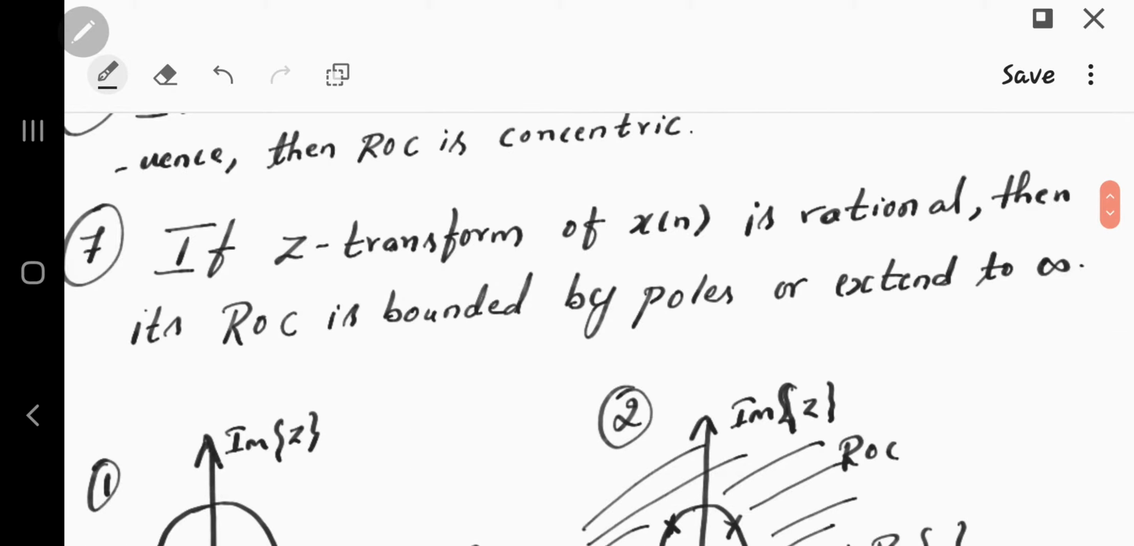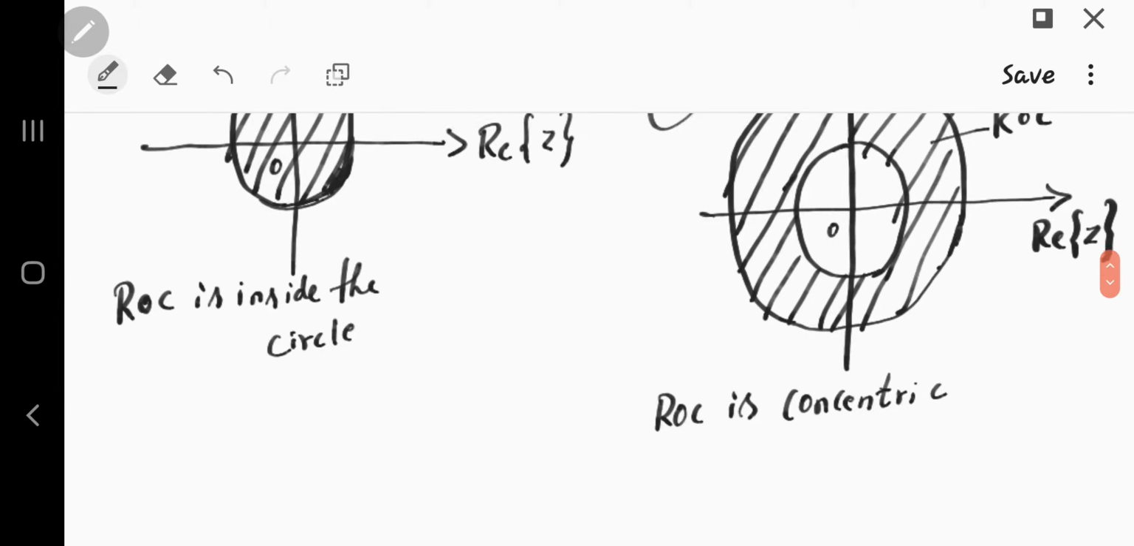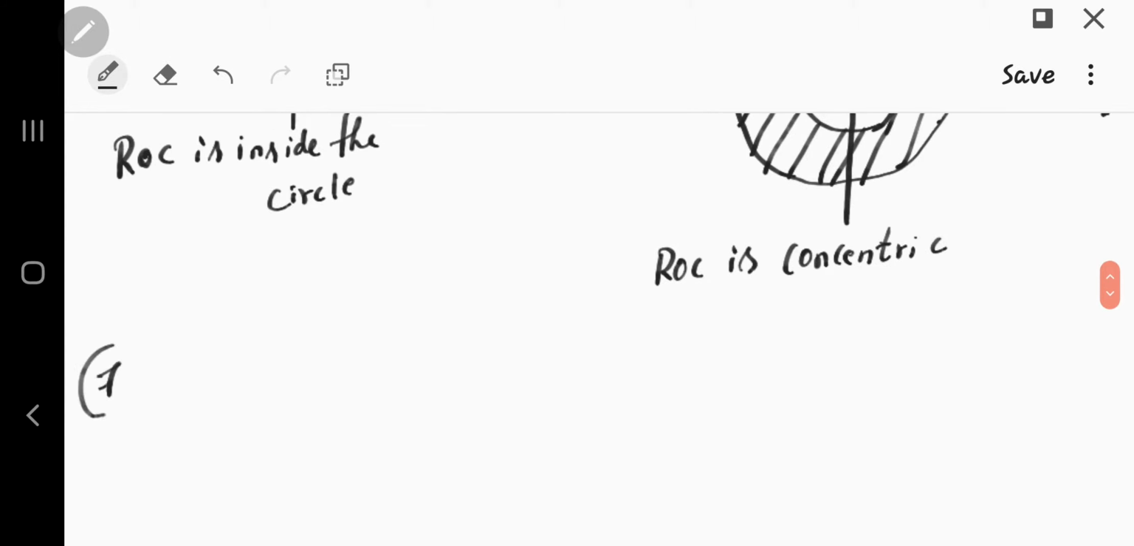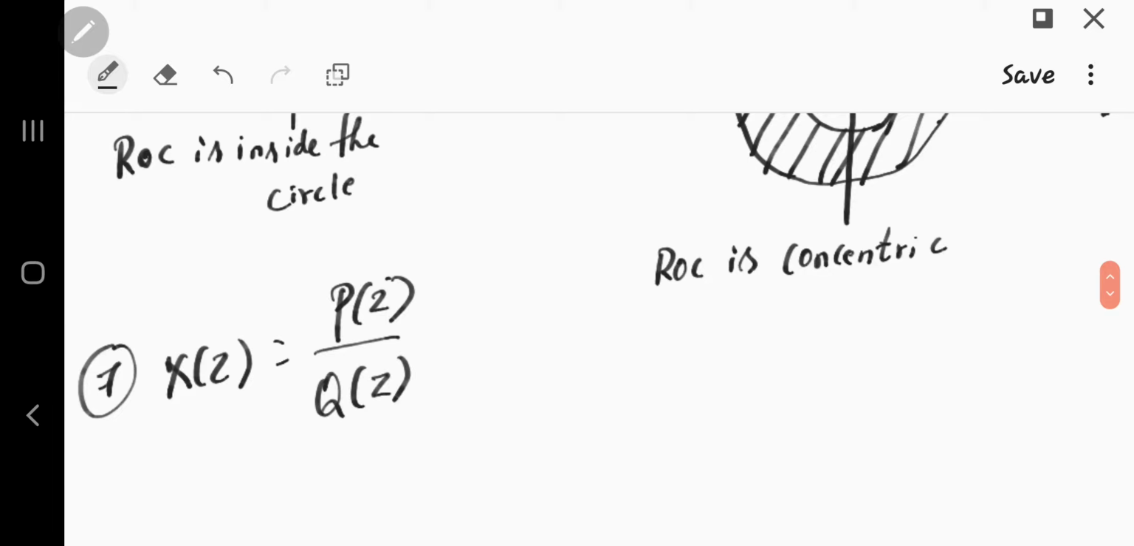And last one: if the z transform of x of n is rational, then its ROC is bounded by poles or extended to infinity. That means for a signal x of n, if the X of z ends up in a rational form, that is P of z by Q of z, then it is bounded by poles as well as zeros, and it may extend to infinity. So that is what it says.